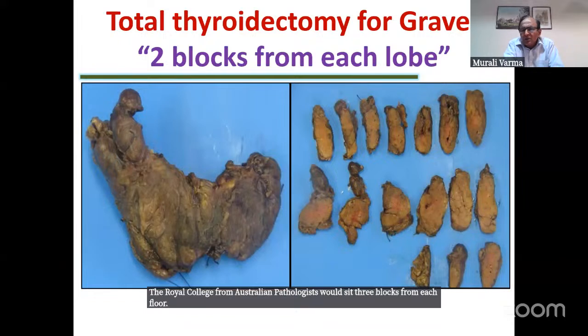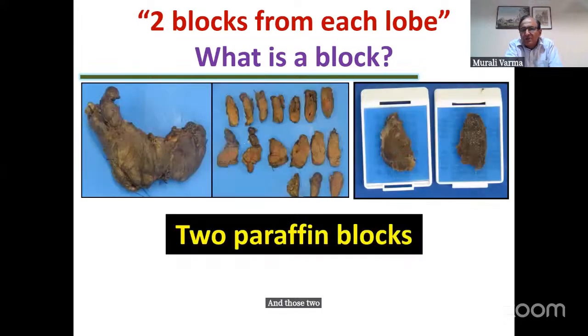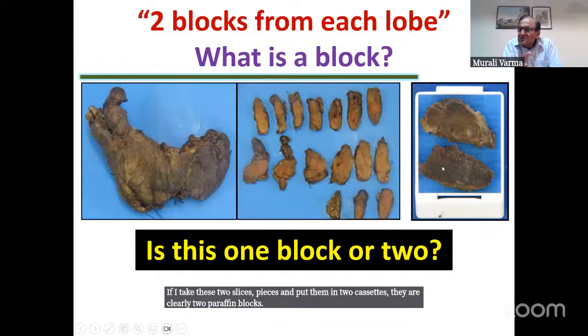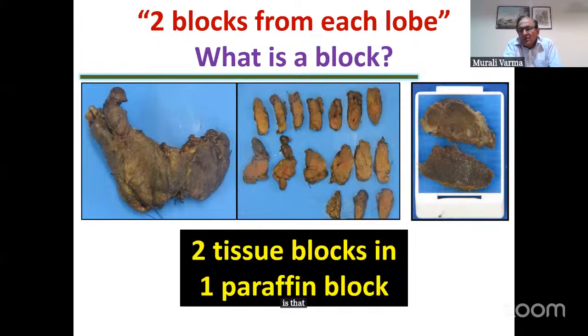So what is a block? Are we talking about a paraffin block or a tissue block? And those two are entirely different. If I take these 2 pieces and put them in 2 cassettes, they're clearly 2 paraffin blocks. But if I take those same 2 slices and put them in a single cassette, is that 1 block or 2 blocks? So that is 2 tissue blocks in 1 paraffin block. So what are we talking about when we say X number of blocks per centimeter maximum dimension?